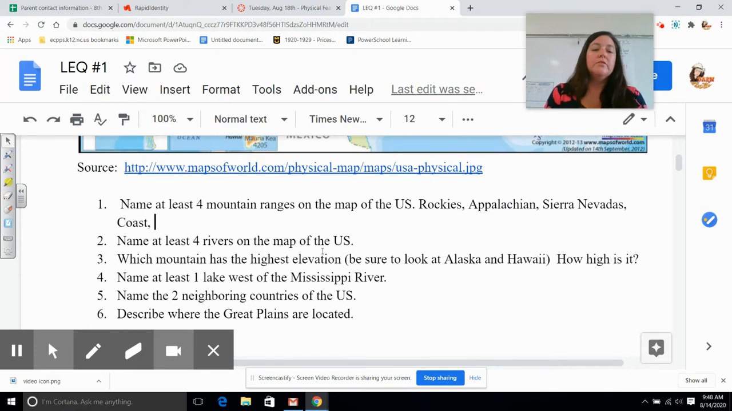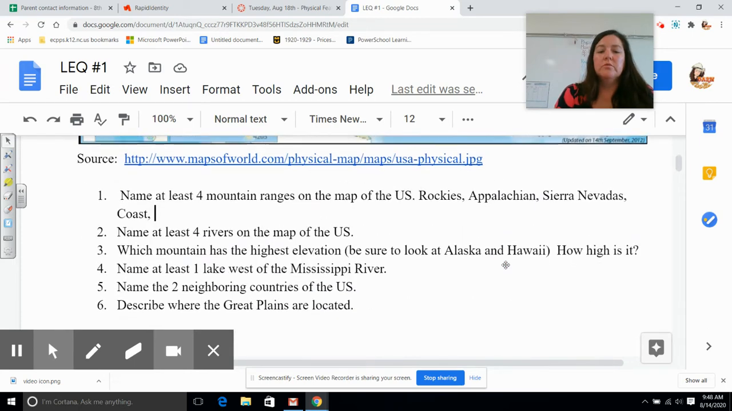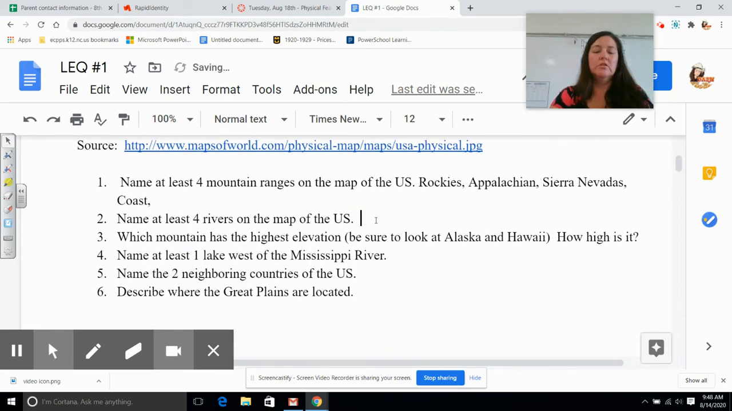Number 2 says name at least 4 rivers on the map of the United States. Obviously the rivers are going to be these blue lines. Going back to our little activity, you'll notice that my rivers have almost the same lines as this map does. You can choose any rivers that you want, any at all. There's numerous ones. I am going to choose Mississippi, Missouri, Ohio, and Hudson.